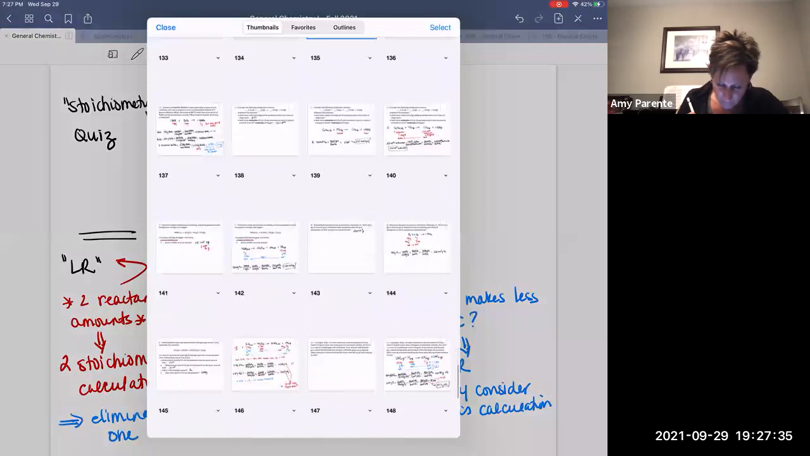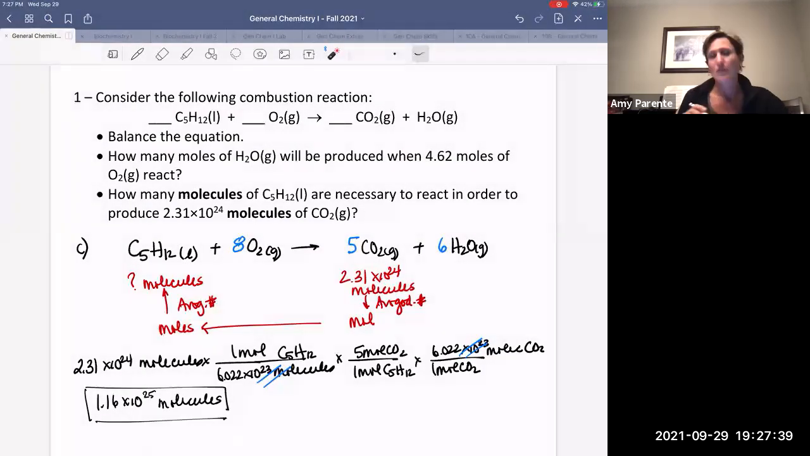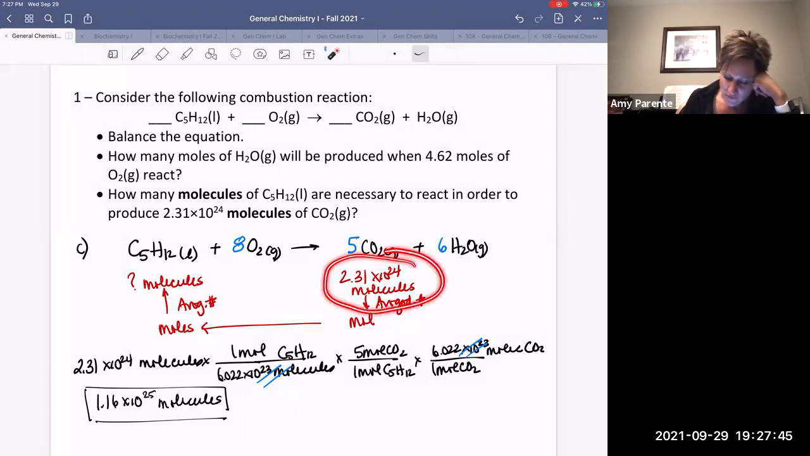Okay. So let's go through the answer then to this problem, right? So here I have that walk. I mapped it out in my highlighter here, but noting here, they tell us the number of molecules of CO2 we have. I can use Avogadro's number to get to number of moles. And then I can use my balanced chemical equation to change who I'm talking about and change from moles of CO2 to moles of C5H12. And then again, I'm going to use Avogadro's number to get to number of molecules.